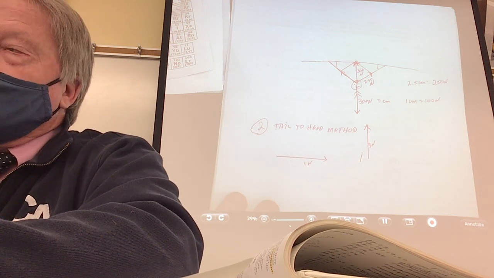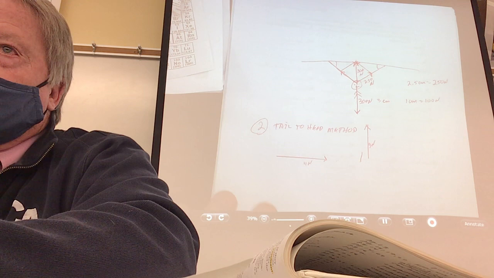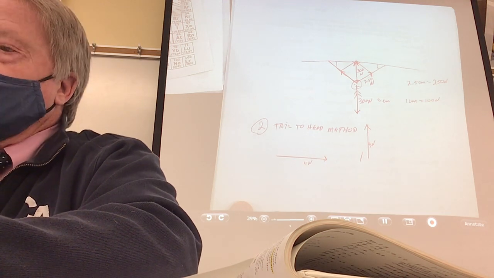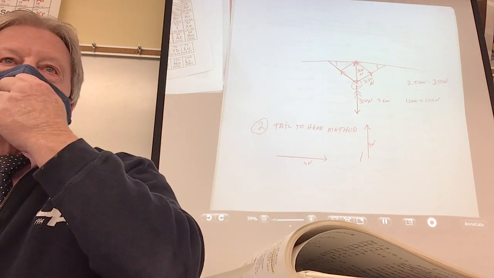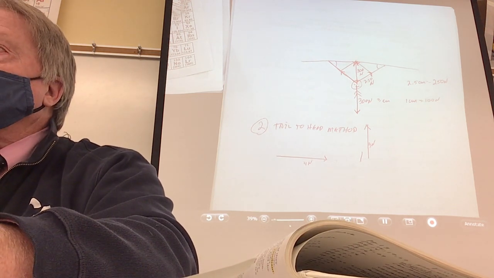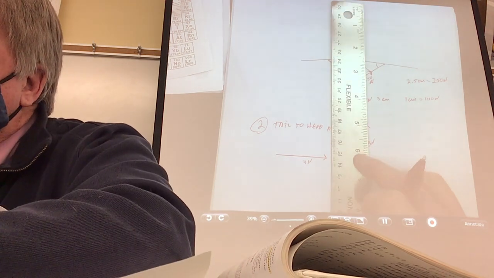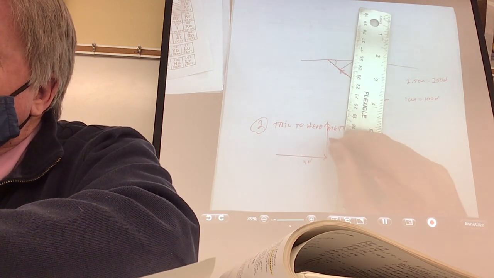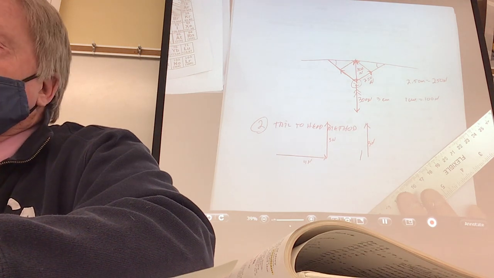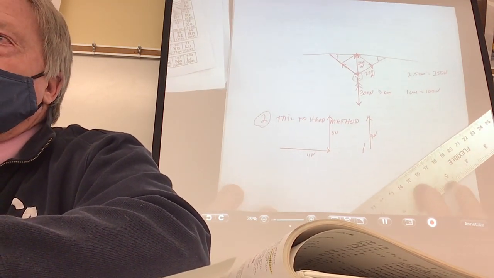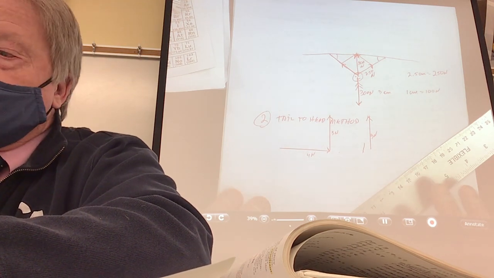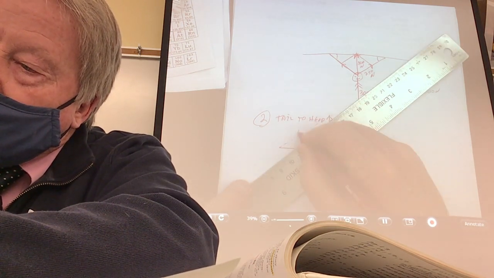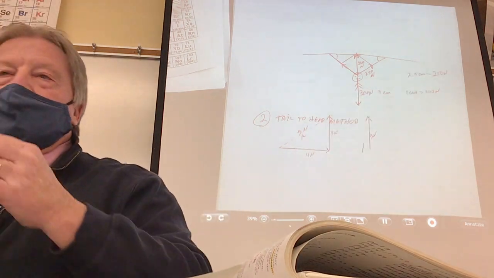Another method is to pick either one of the vectors. Pick either one and lay it down first. I think I'll pick this one first. It didn't matter. And now what I'm going to do is put the tail of the second vector onto the head of the first vector. Okay, so I'll put the tail of the second vector onto the head of the first one. Everybody see that? And now the resultant will be from the first tail to the last head. From the first tail, and this is my resultant, and look what happens there.